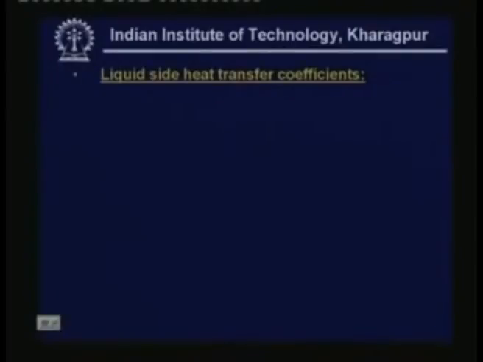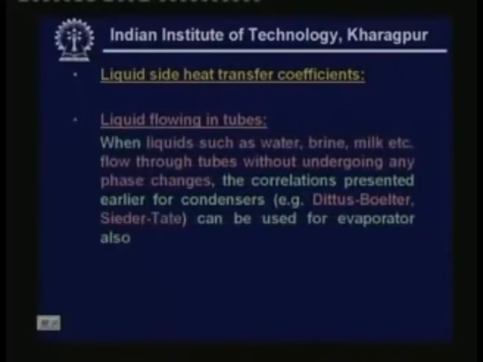Now let us look at liquid side heat transfer coefficients. Liquid flowing in tubes. When liquids such as water, brine, milk, etc. flow through tubes without undergoing any phase change, that means as long as it does not freeze, the correlations presented earlier for condensers, that means correlations such as Dittus-Boelter or Sieder-Tate, can also be used for evaporator.